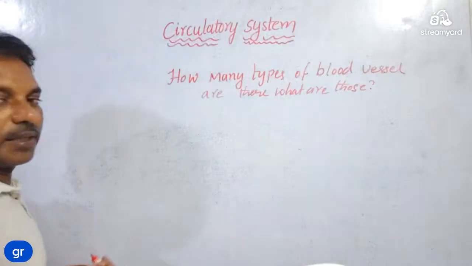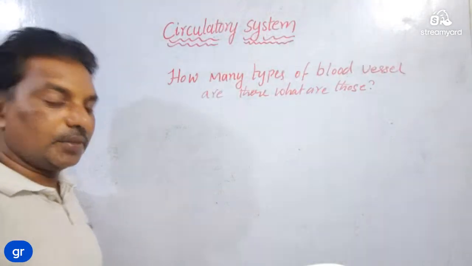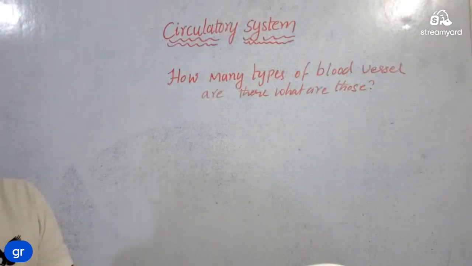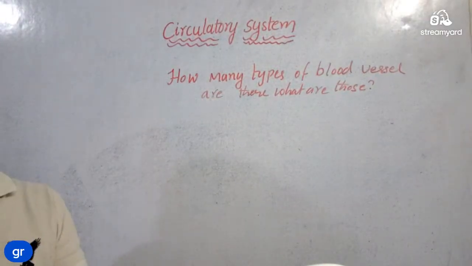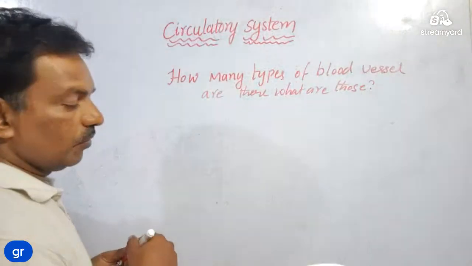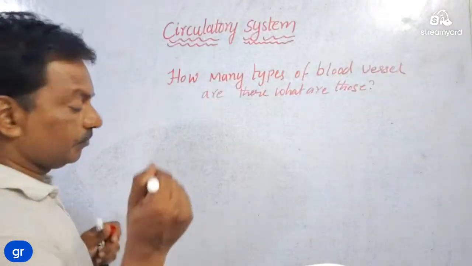There are 3 types of blood vessels. How many? 3 types of blood vessels. So arteries, veins, and capillaries. Now we are going to discuss the types of blood vessels.